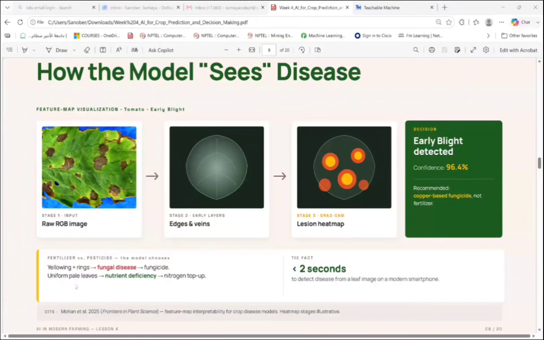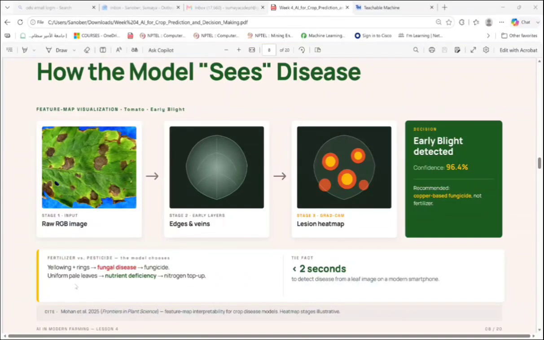It is also important to distinguish a disease from a nutrient deficiency. Now, a circular lesion may indicate a fungal disease. Uniform yellowing may indicate insufficient nitrogen. If the system confuses these two problems, it would recommend the wrong treatment, right? Everything that is yellow does not mean your leaf requires nutrients, or that it has a fungal disease. They are two different things.